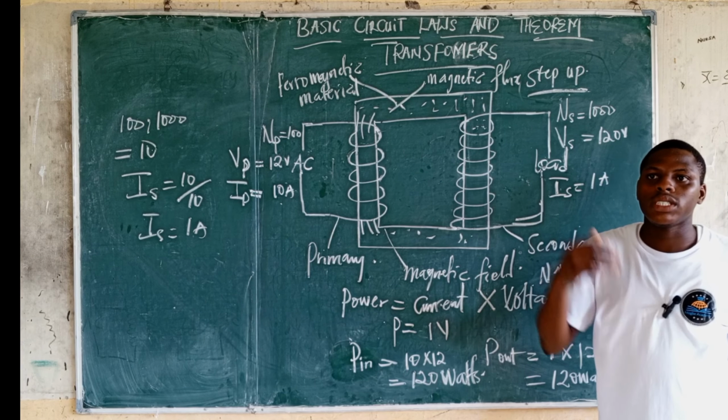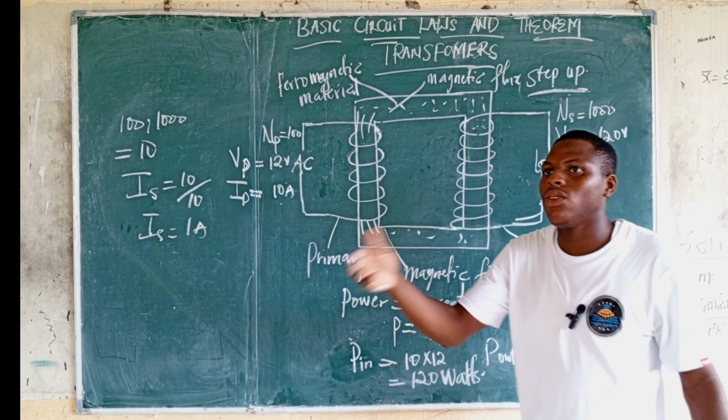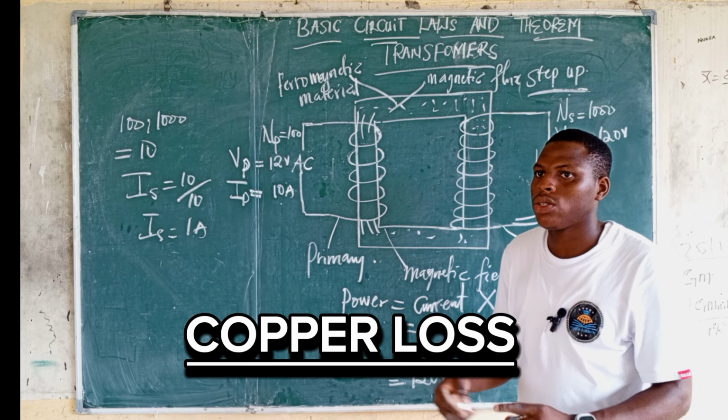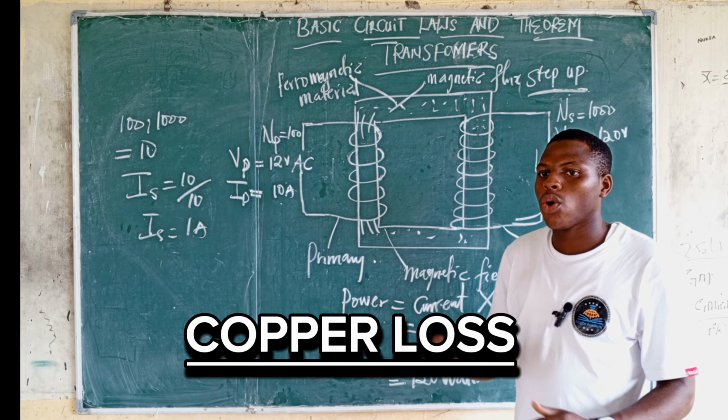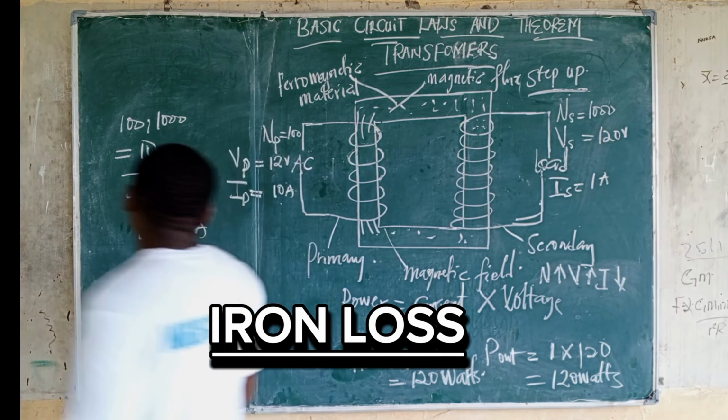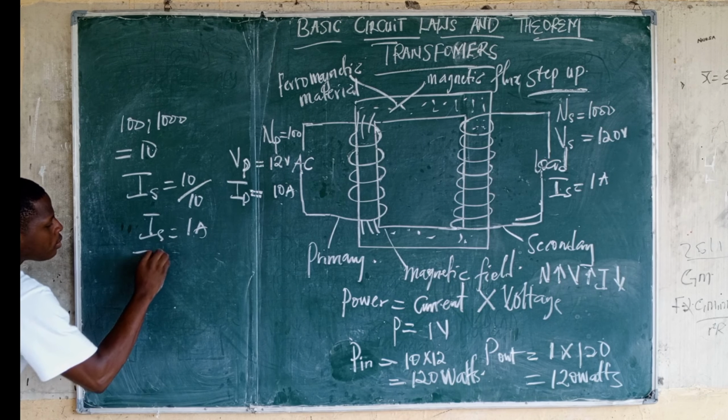Now, what are those losses? When we talk of transformer, what are the losses we see in transformer? Now, the first one is called your copper loss, while your second one is called your iron loss. So take down types of losses.